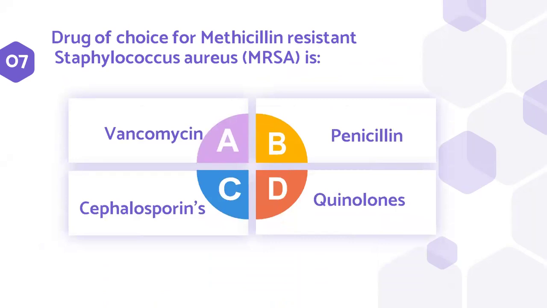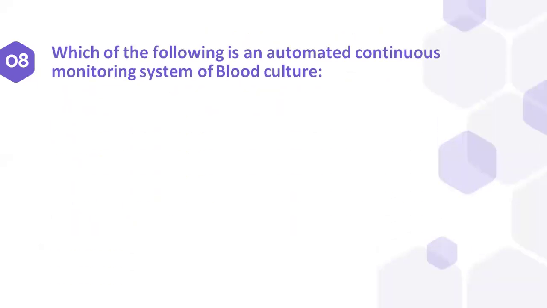So here in case of MRSA infections, we use vancomycin. So vancomycin is used in case of MRSA infection. It is a bactericidal drug. It kills the bacteria. Next question.